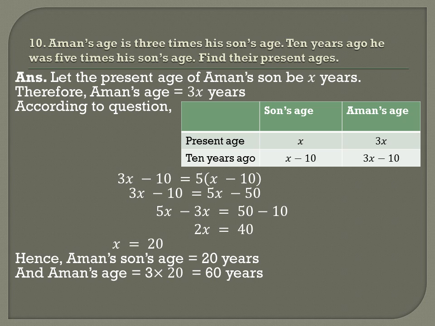Now what is given? 10 years ago. 10 years ago, both of their ages were 10 less, that is x minus 10 and 3x minus 10. Then what is the condition given for framing the equation? 10 years ago he was 5 times his son's age, that is, he means Aman, so 3x minus 10 is equal to 5 into (x minus 10). While solving, you will get x is equal to 20. Therefore, Aman's son's age is equal to 20 years and Aman's age is equal to 3 into 20, which is equal to 60 years.